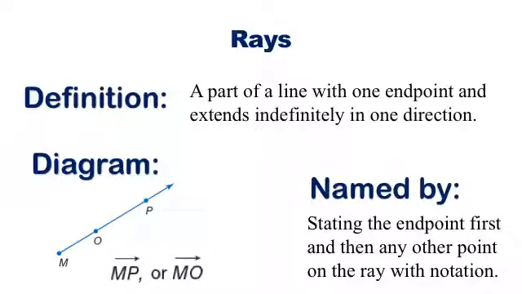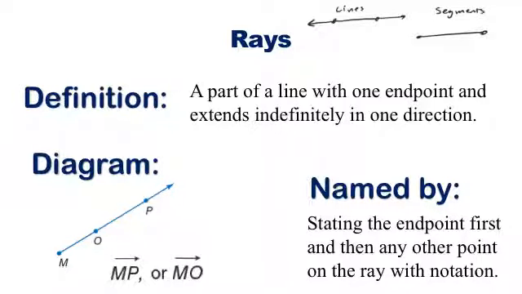So if we think about this, we've already learned lines, which go out in both directions indefinitely, and we learned about segments, where segments are a part of a line but have two endpoints, right? It is a finite length. Well, a ray is kind of a combination of a line and a segment. It has one endpoint, but it still goes off towards infinity in the other direction.